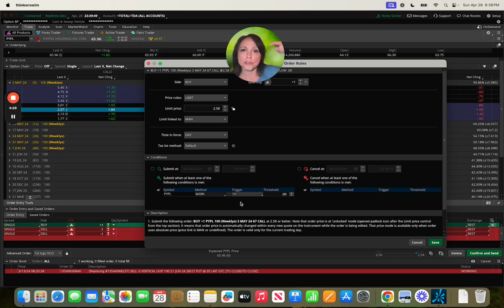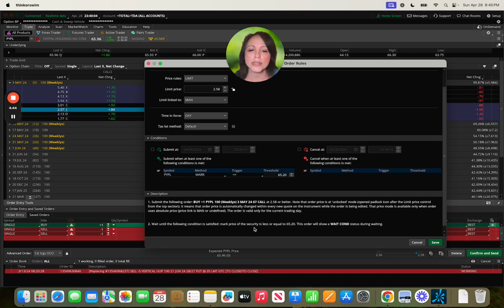And since we're waiting for price to go down, it's less than or equal to, and we said what? 65.20. So we're going to type in this box 65.20, and we're going to tab it out. And when we tab out, we can actually read it down here, less than or equal to 65.20.